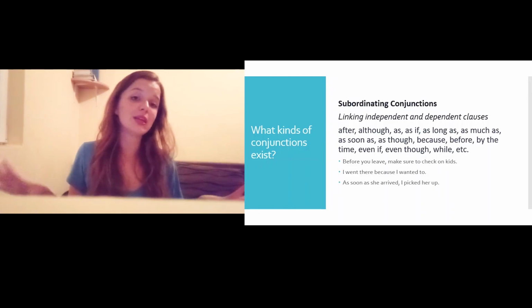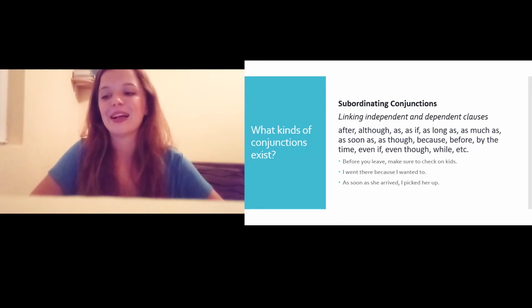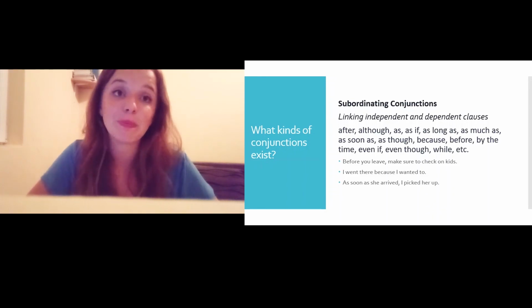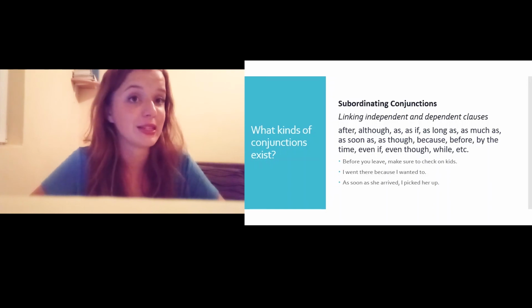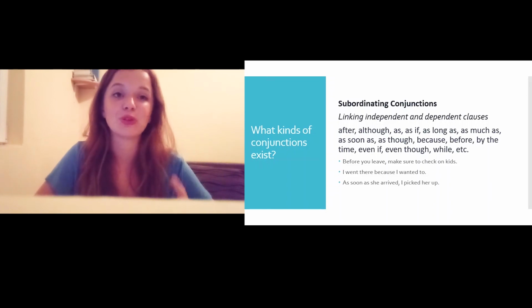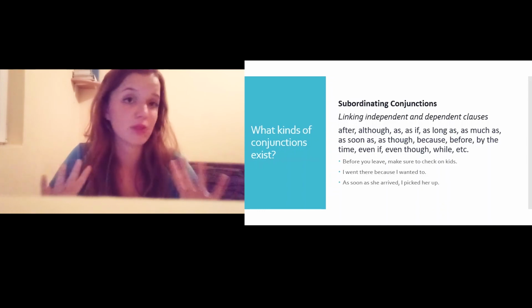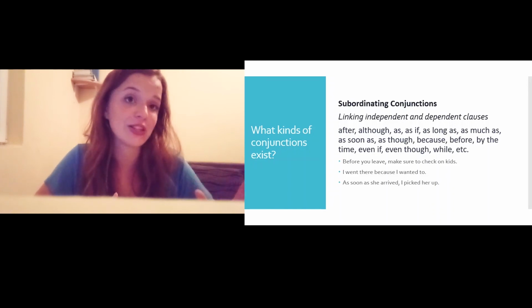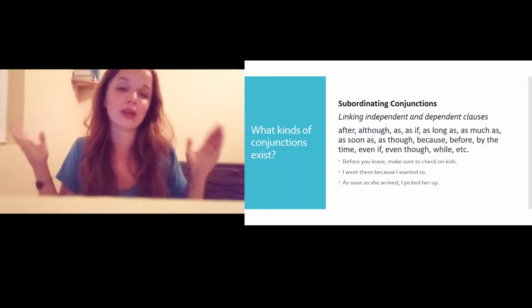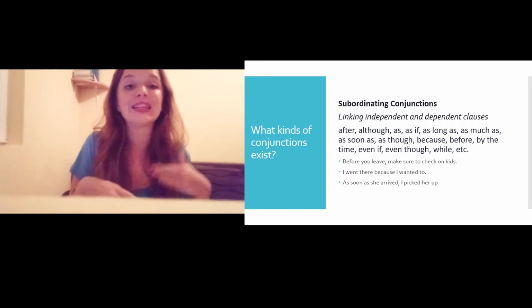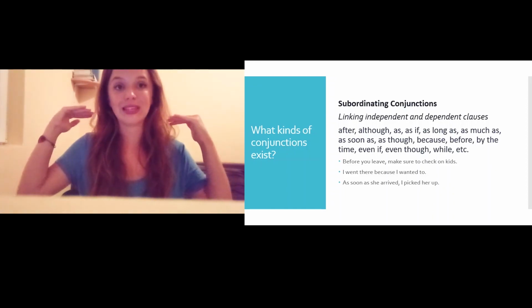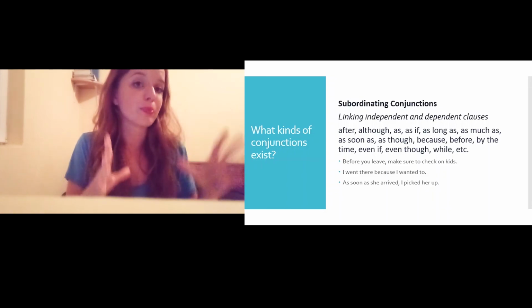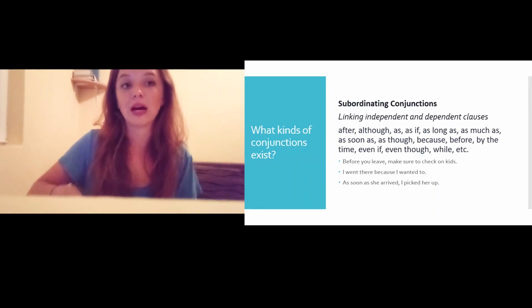Then we have our next form of conjunctions, subordinating conjunctions. This is maybe the broadest category. These are linking independent and dependent clauses. What are independent and dependent clauses? By the words, you can kind of guess what it means. An independent clause is a clause that can stand alone. It does not need any other phrase or sentence to be complete, while a dependent clause depends on the independent clause to be complete. Its meaning cannot be complete without another clause.